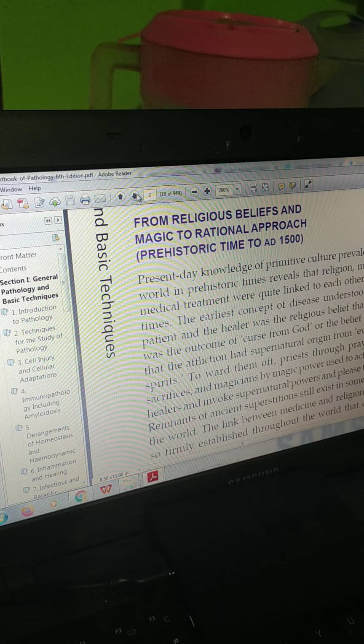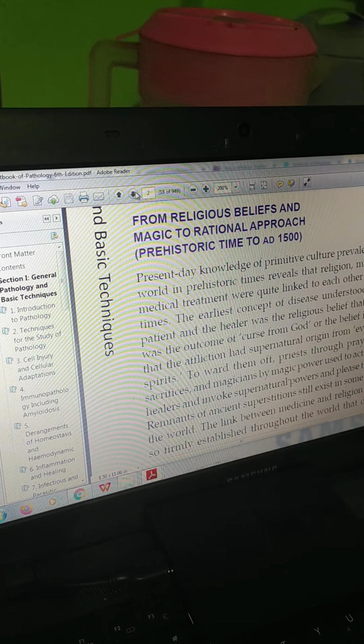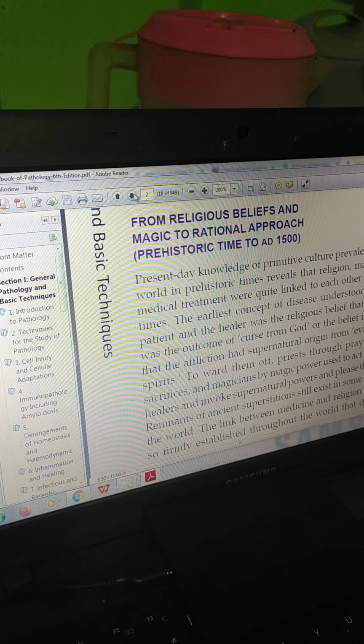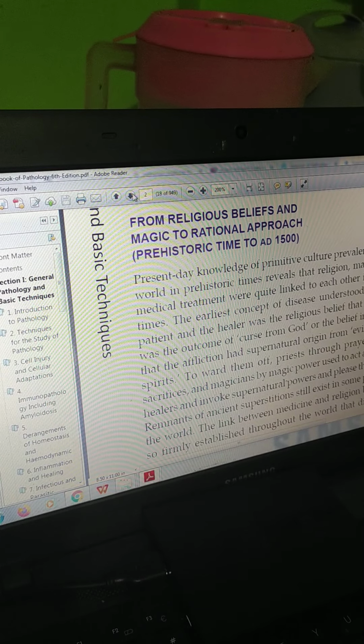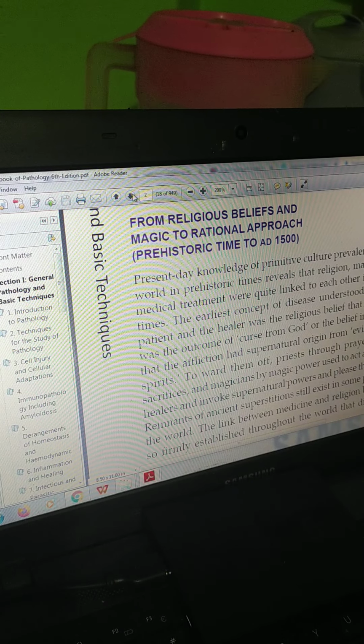Or the belief in magic that the affliction had supernatural origin from evil eye or spirit, to ward them off. Priests, through prayers and sacrifice, and magicians, by magic power, used to act as faith healers and invoke supernatural power and please the gods. Remnants of the ancient superstition still exist in some parts of the world.